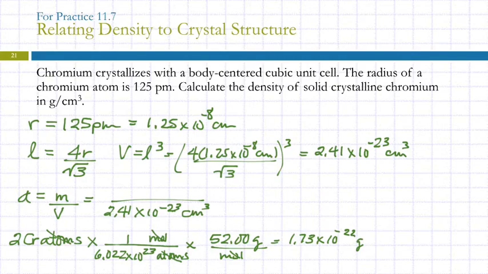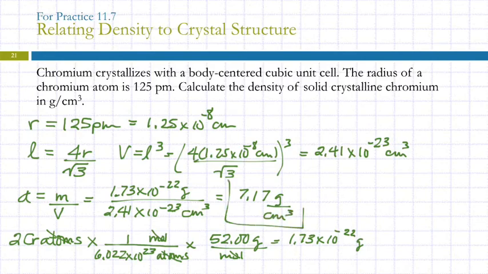That's my mass. I'm going to plug in up here, 1.73 times 10 to the minus 22 grams. So I divide by 2.41 times 10 to the minus 23rd, and I get 7.17. Isn't it kind of crazy that that nice number, 7, came out of all that other stuff? Is 7 grams per cubic centimeter a reasonable density for a metal?